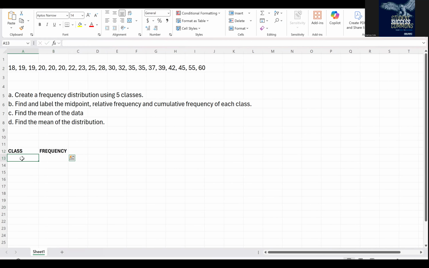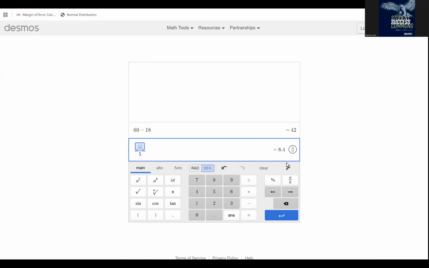Okay, so the very lowest number in the list is 18, right? So I'm going to start by typing in an 18. That's going to be the minimum number that's going to go in this box. And then the highest number that's going to go in this box, I'm going to use the class width that I just calculated, which we rounded to 9.